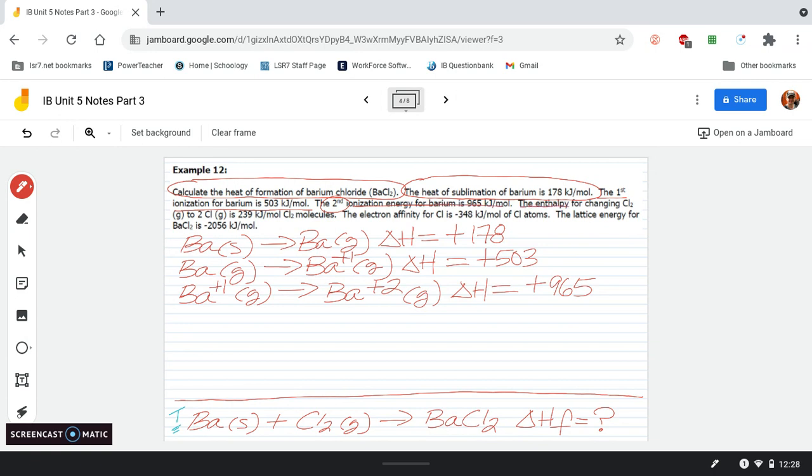And then it says the enthalpy for changing chlorine as a gas to 2 chlorine as a gas is 239. So that is the same as dissociation energy. They just worded it differently. They said you've got diatomic chlorine and we're going to break it into 2 individual chlorines, but they could have said dissociation energy like they did on the last one. So it's very similar: 239, and I should probably put the plus there.